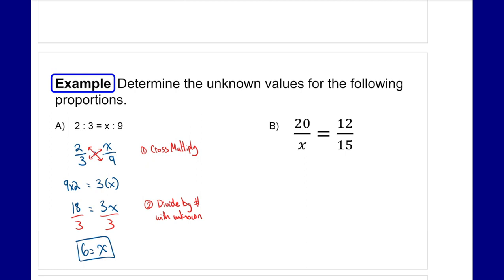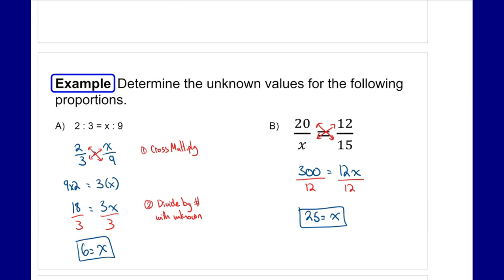Same idea for B, except it's already set up as a fraction, which is easy. Now I just need to cross multiply. 20 times 15 is 300, equals x times 12, or 12x. Now I'm going to divide both sides by the number with the unknown, or by 12, and I get that 25 equals x. So that means that 20 over 25 is equivalent to 12 over 15.